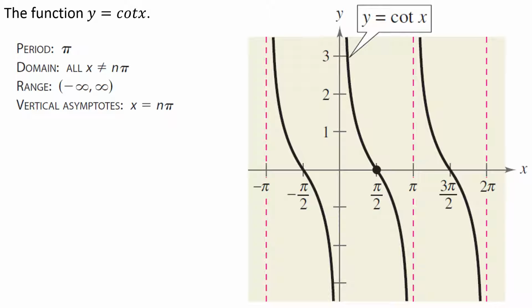Again, the period is pi units. Every pi units, you get a repeat. The domain, of course, is all x's, as long as x is not an integer multiple of pi. I'm sorry, I should say an integer multiple of pi. Range, of course, from negative infinity to positive infinity. And the vertical asymptotes occur at every integer multiple of pi.